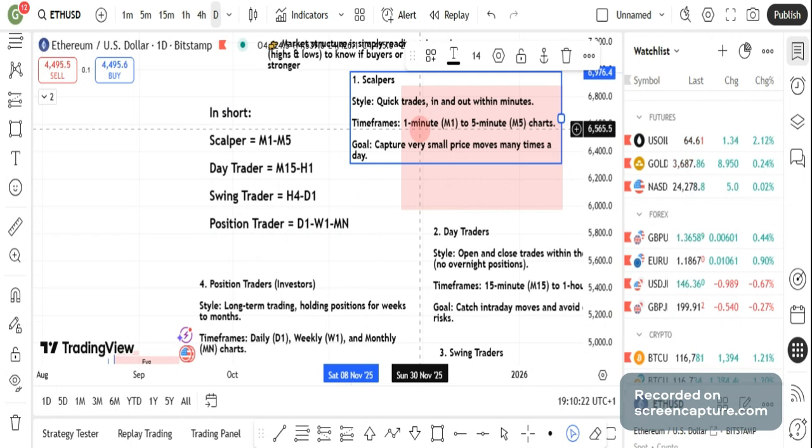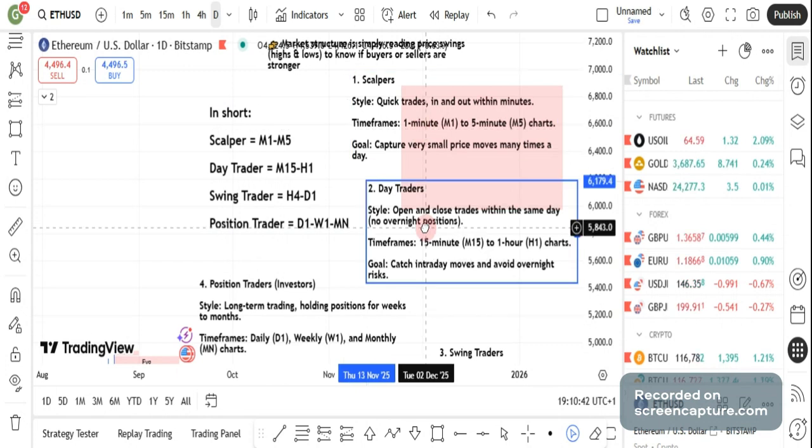Now let us go to a day trader. As a day trader, as the name says, what we do is that we only come to the financial market, we come to the forex market, to look at an opportunity if there is an opportunity on that day. And as a day trader, we work on the 15 minute time frame, 1 hour time frame. We also work on the 4 hour time frame. Okay, as a day trader.